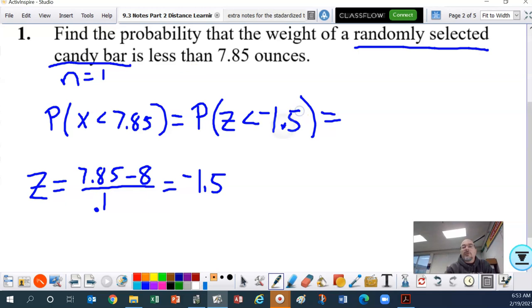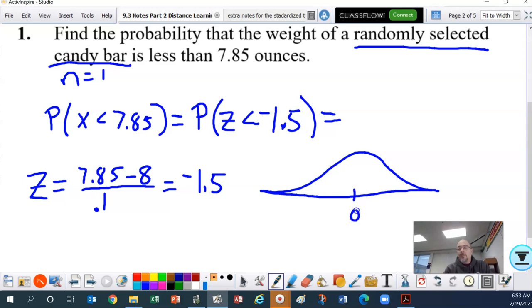All right, so the z-score is that. Now again, I recommend drawing pictures. So negative 1.5 is here, and we're wanting to know what is the probability.